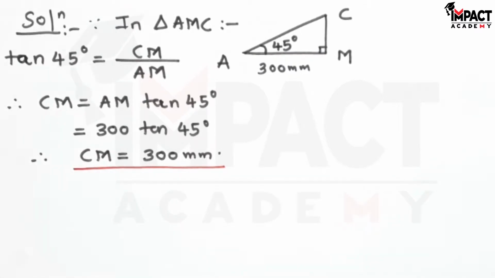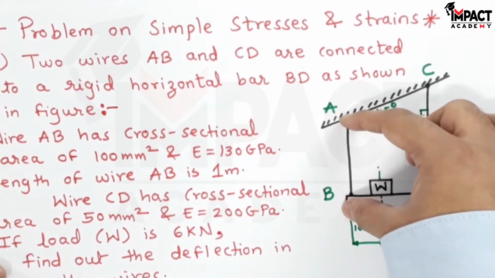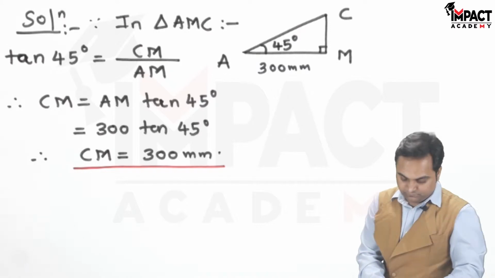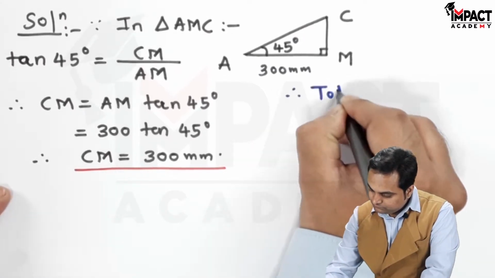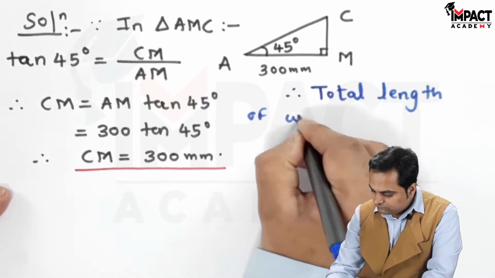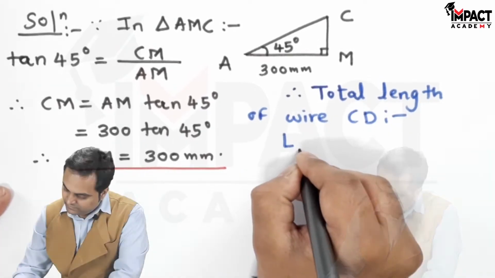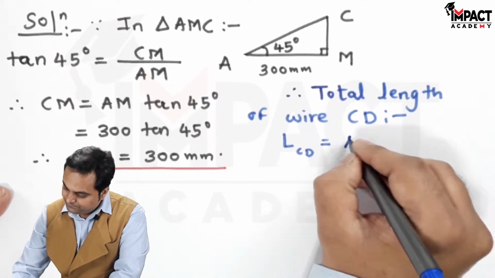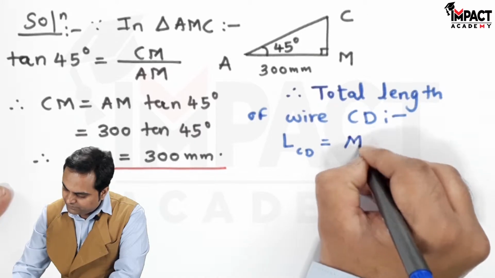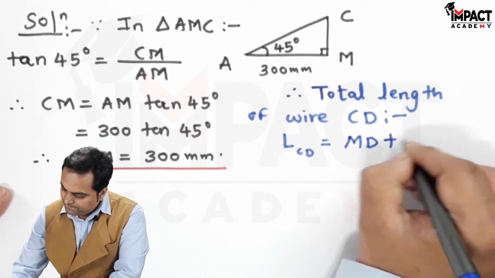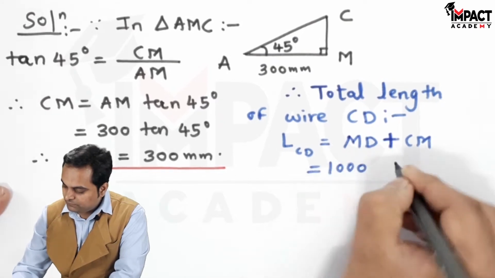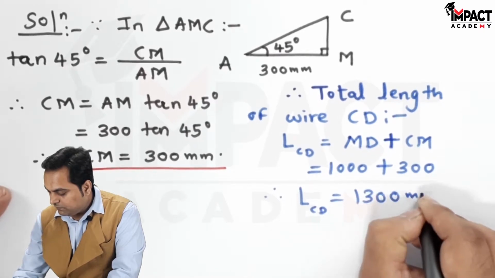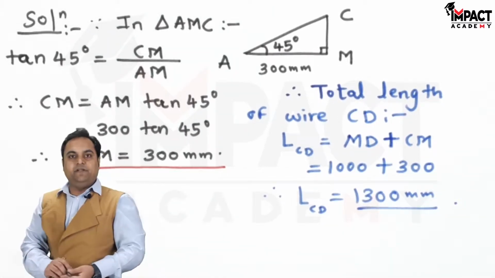Now once I know the value of CM, in that I'll be adding the length of the wire AB, and that would give me the total length of CD. L suffix CD would be AB or MD, both are same, plus CM, 1000 plus 300, so it is 1300 mm.